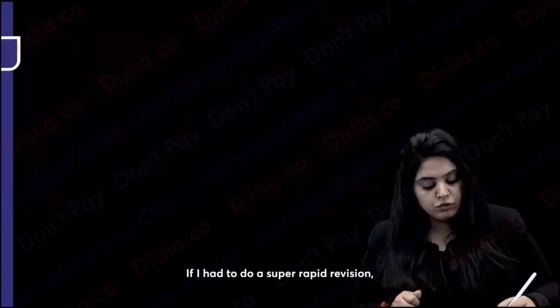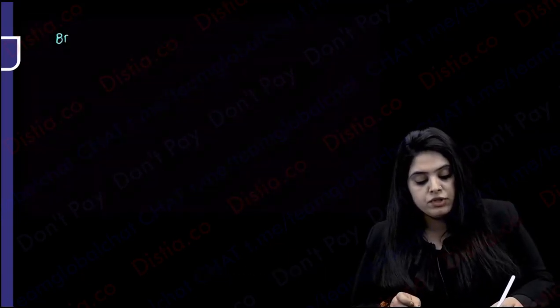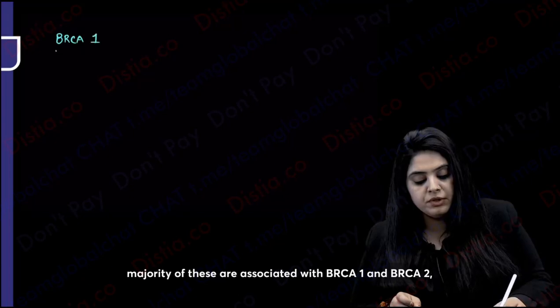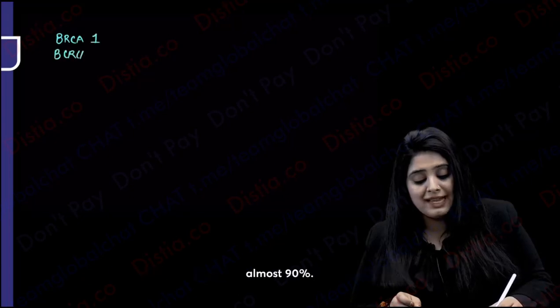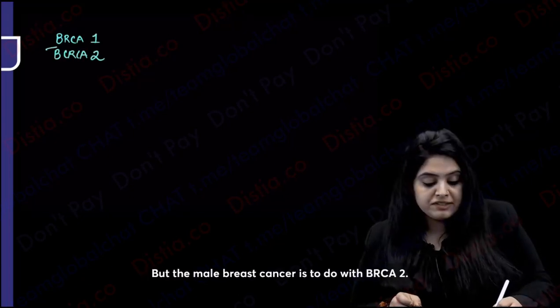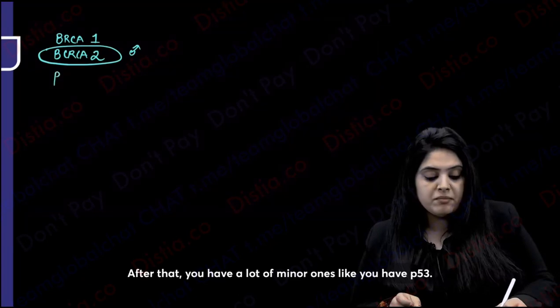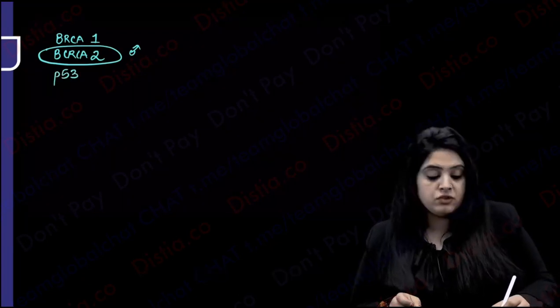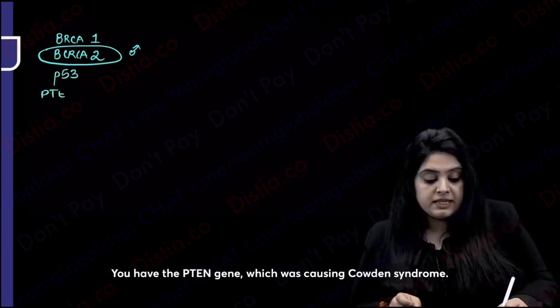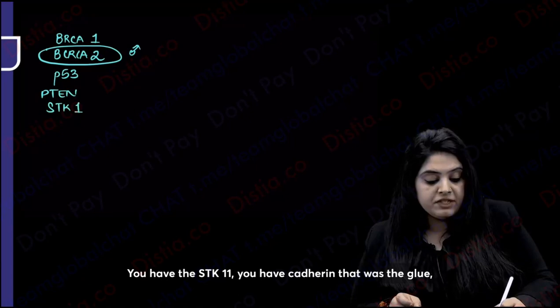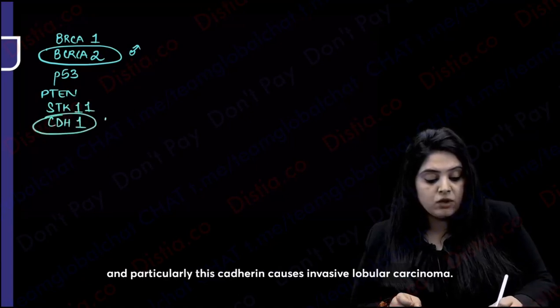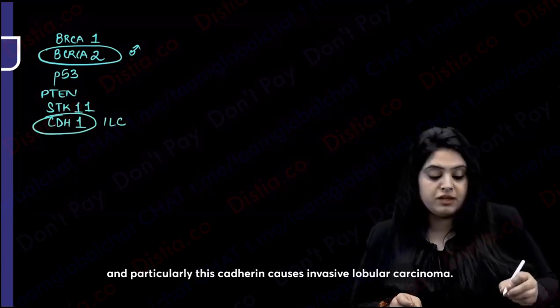If I had to do a super rapid revision, majority of these are associated with BRCA1 and BRCA2, almost 90%, but the male breast cancer is to do with BRCA2. After that, you have a lot of minor ones, like you have P53, you have the PTEN gene, which was causing Cowden syndrome. You have STK11. You have cadherin, that was the glue, and particularly this cadherin causes invasive lobular carcinoma.